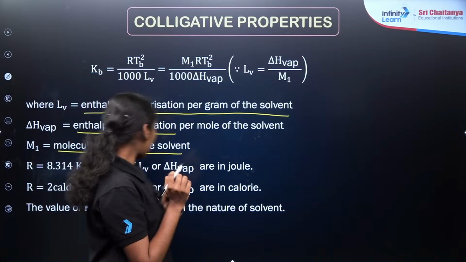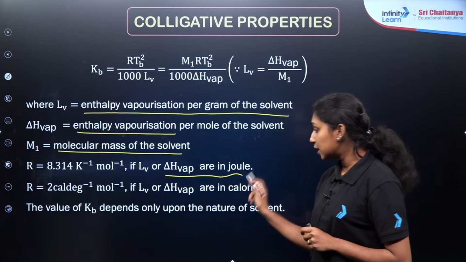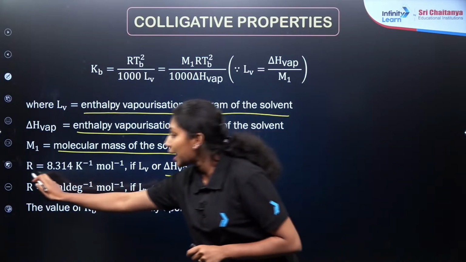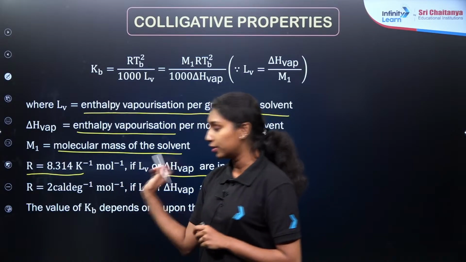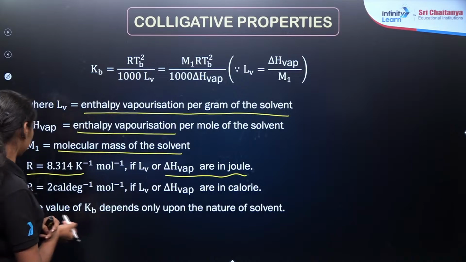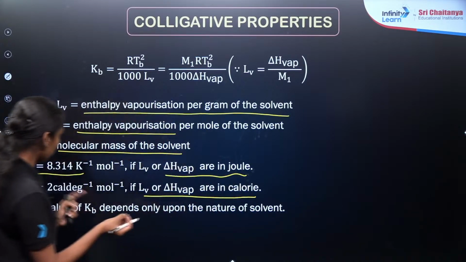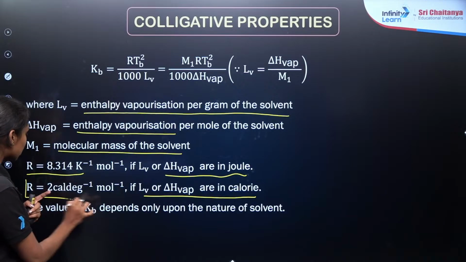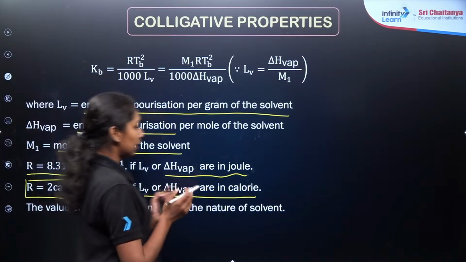Then you need to keep in mind that if you are taking delta H vaporization in the joule unit, you must take the R value as 8.314 joule Kelvin inverse mole inverse, right? Then if you are taking Lv or delta H vaporization as the calorie value, you should take the R value as 2 calorie degree inverse mole inverse. Is that clear?